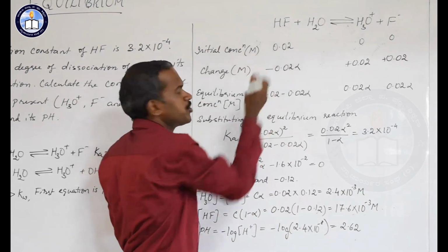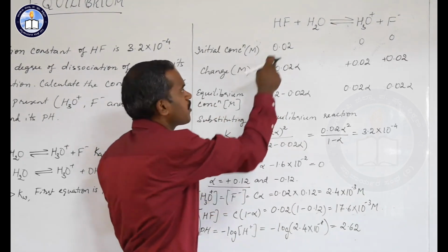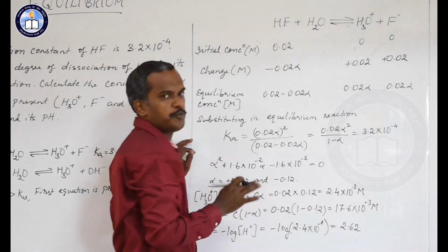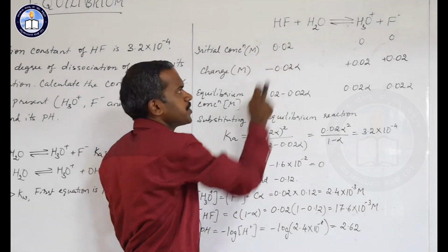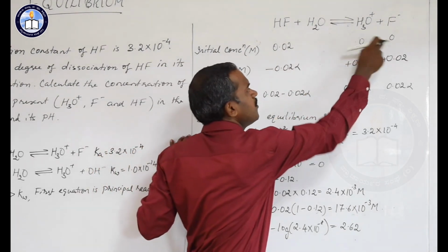You may ask, where did this 0.02 come from? It is in the problem. The initial concentration of HF is given as 0.02 molar. So that is a concentration. We will write here 0. You know the answer there.